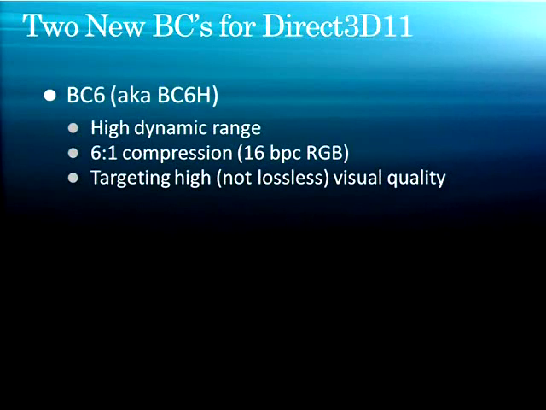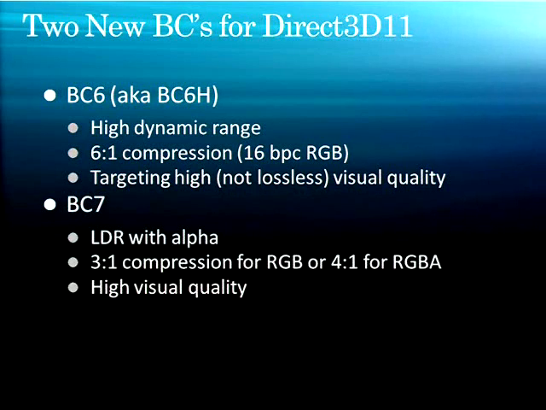So because of that, we have two new block compressed, or BCs, for Direct3D 11. The first one is called BC6. Sometimes it's also referred to as BC6H because it's the HDR compressed format, or high dynamic range, I should say, format. It offers fixed compression, 6:1 compression, going from 16 bits per channel. And it's targeting high but not lossless visual quality. None of the BCs are lossless. BC7 is the new improved standard dynamic range rendering format. It also supports alpha, so you're going to get 3:1 compression for RGB or 4:1 for RGBA, and this is targeting improved visual quality.